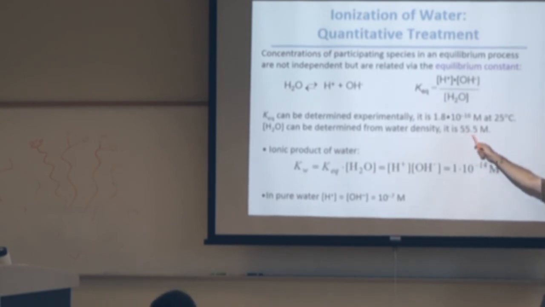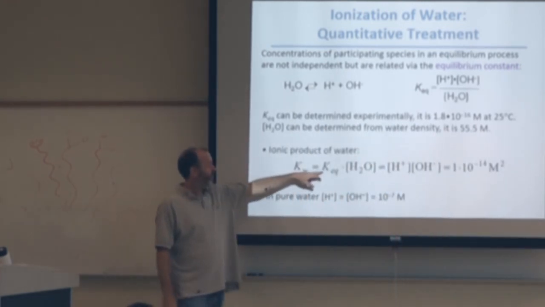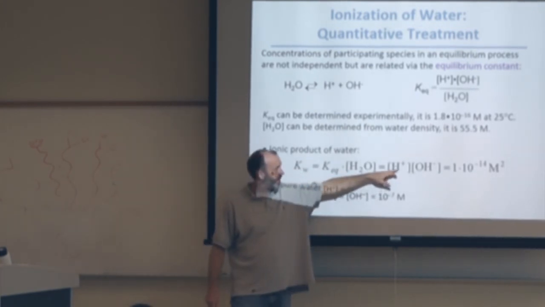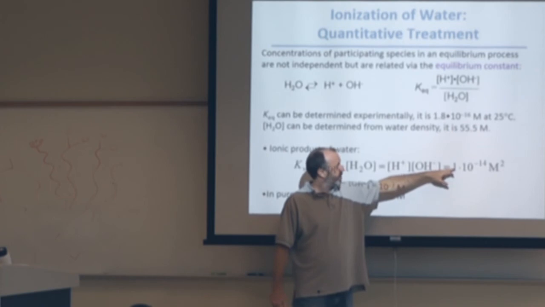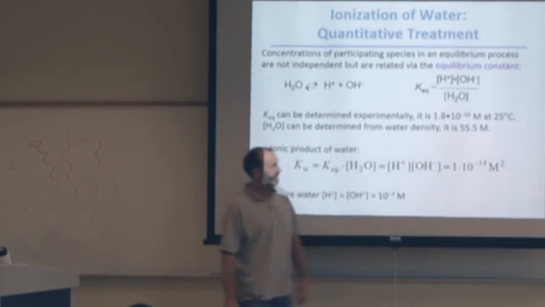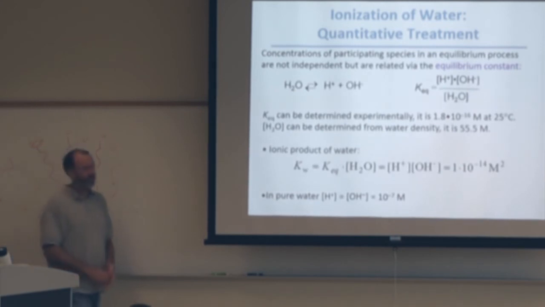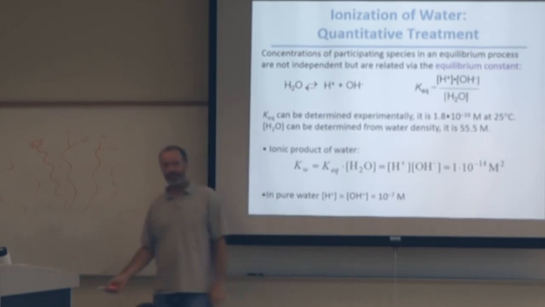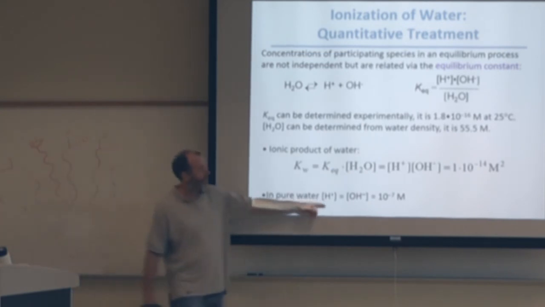It's about 55.5 molar. So the ionic product of water is the Kw, which equals the Keq times water, which is basically the concentration of hydrogen ions times the concentration of hydroxide ions. So you have about 1 times 10 to the minus 14 molar squared ions in that solution at any time. So in pure water, the concentration of free hydrogen or hydroxide is 10 to the minus 7 molar, right? Or the pH, the negative log concentration of the hydrogen ions, is 7.